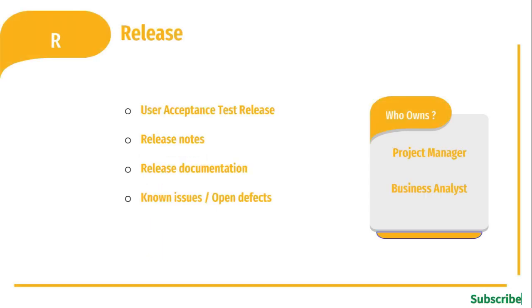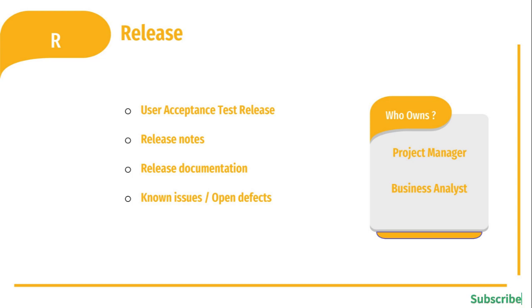The next phase in the life cycle is release. The tested and certified music application is released to the music company for user acceptance testing. The music company tests the music application to ensure all the requirements or features are working. If so, they certify that the music application is good and can be released to the market. The project team releases a set of documents along with the application. This phase is owned by the project manager and business analyst.